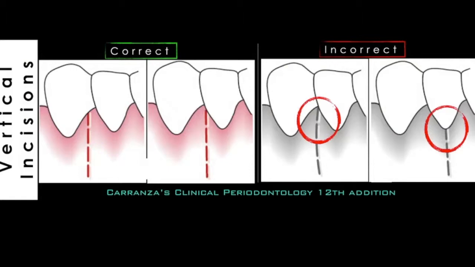If you look on the left side of the screen where it says correct, those incisions are placed right at the line angle, either on the mesial or the distal. Okay, and if you look on the right side of the screen where it says incorrect, those incisions are placed right in the middle of the papilla, or right on the facial of the tooth, or right on the lingual of the tooth. So remember, if you're going to be placing vertical incisions, they always go on the line angles of the teeth, never on the middle of the papilla, or never on the middle of the tooth.